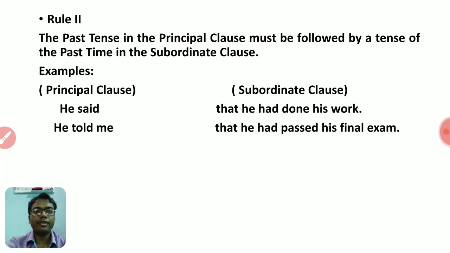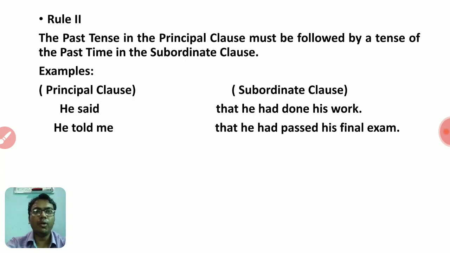Rule number 2. Now here, the past tense in the principal clause must be followed by a tense of the past time in the subordinate clause. Now here see some examples. He said that he had done his work. Now "he said", here in the reporting verb we are getting past tense. "That he had done his work", in this reported speech the verb is given in past perfect tense. It means past time is denoted here.